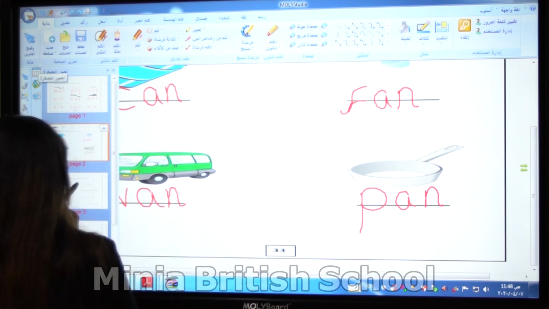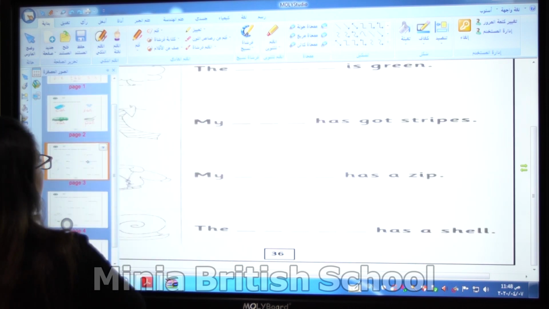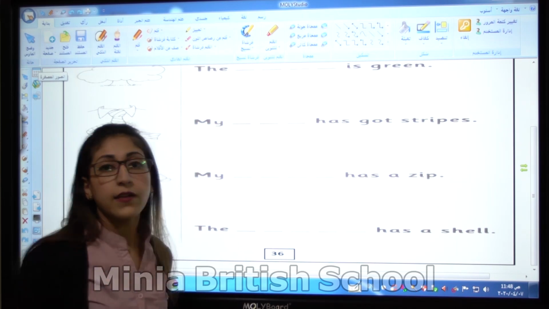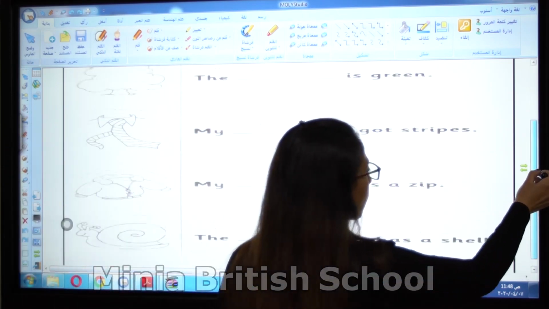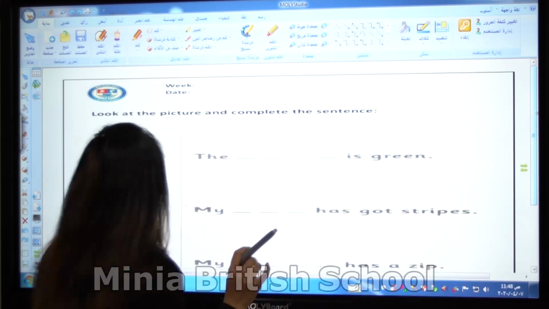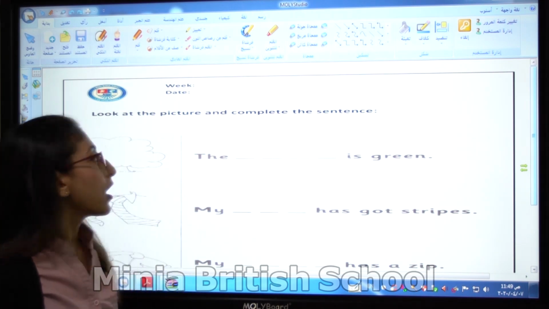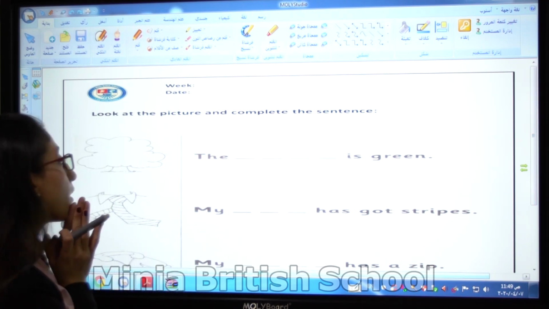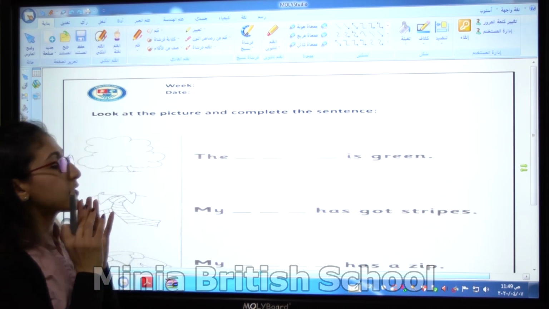Okay, another page. Page 36. Page 36. What is this question? Yes, look at the picture and complete the sentence. Look at the picture and complete the sentence. Okay. Who can read with me? Yes, I can read.